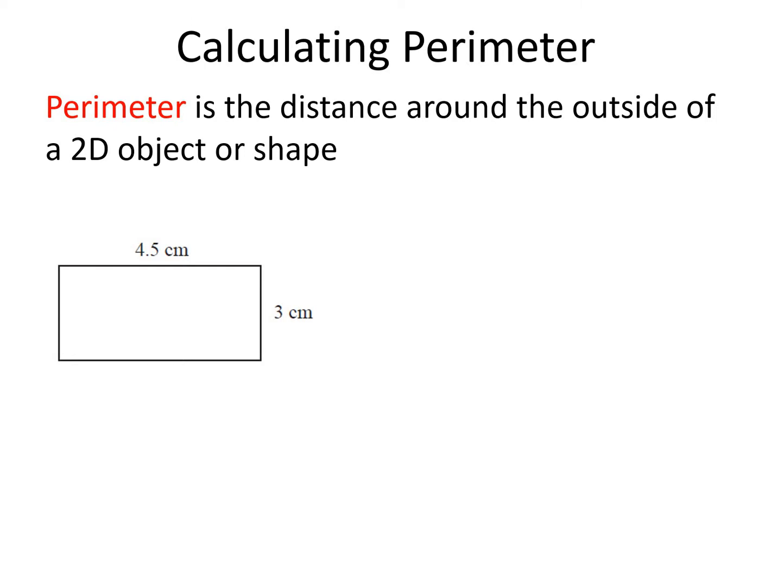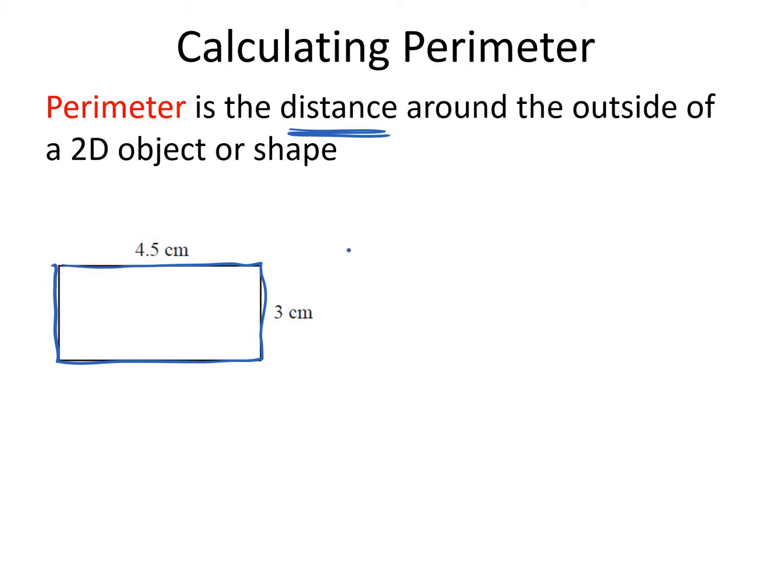Hi Year 7. Today our lesson is going to be on how you calculate the perimeter of an object. So just to start, the perimeter is just the distance around the outside of a 2D object or shape. For example, we've got a rectangle in the diagram here, and the perimeter would be just the distance all the way around. Like if you were going to walk all the way around that rectangle, how far would you have to walk?